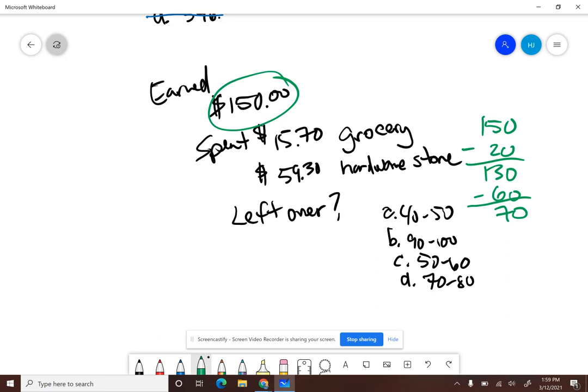So I actually saved a little bit more than just the 20. So guess what? 70 right here is my answer. All of these other ones just do not seem reasonable. Okay. So again, rounding can really help you to make a decision quickly.